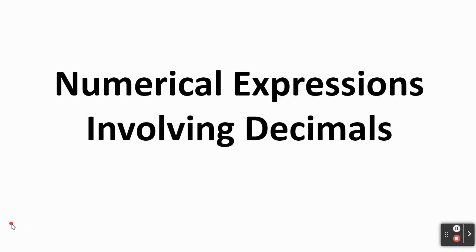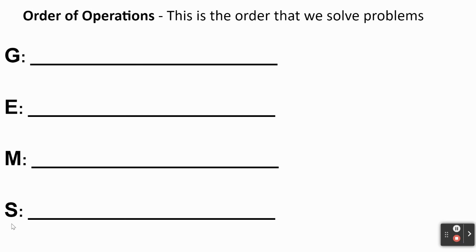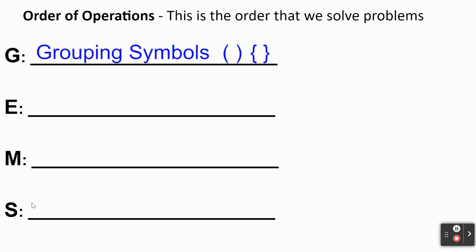Today we'll be learning about numerical expressions involving decimals. Let's start by reviewing the order of operations. This is the order we solve equations in. We can use the mnemonic device GEMS to help us remember the order. The G stands for grouping symbols, such as parentheses and brackets. So whenever we see parentheses or brackets, we always solve what is inside of those grouping symbols first.